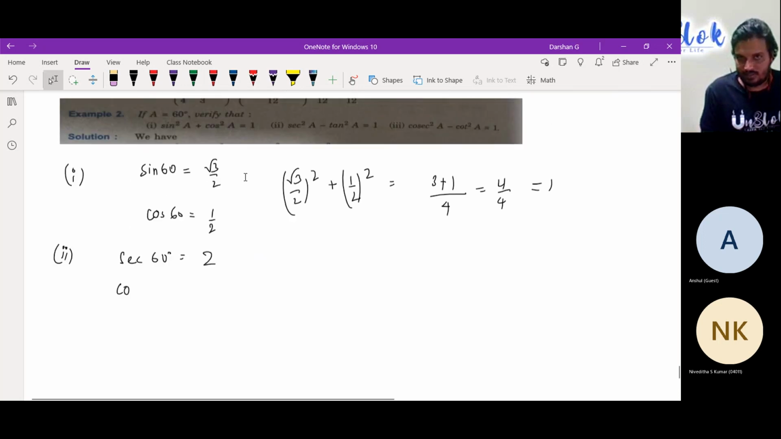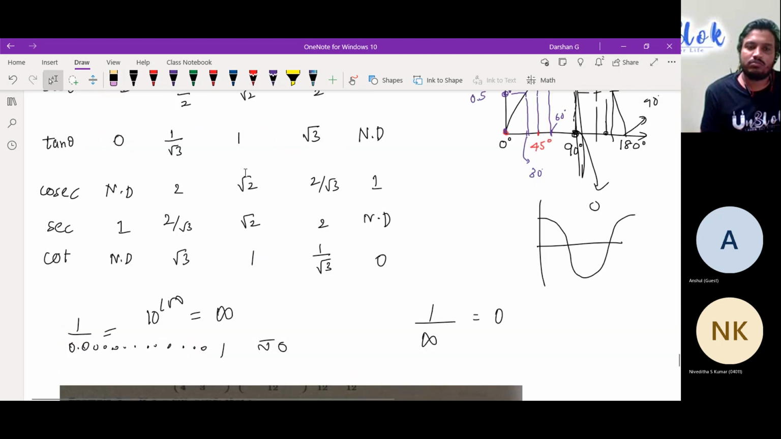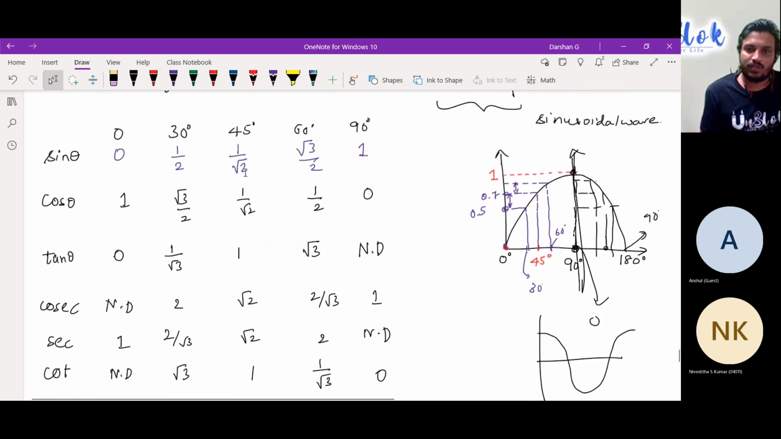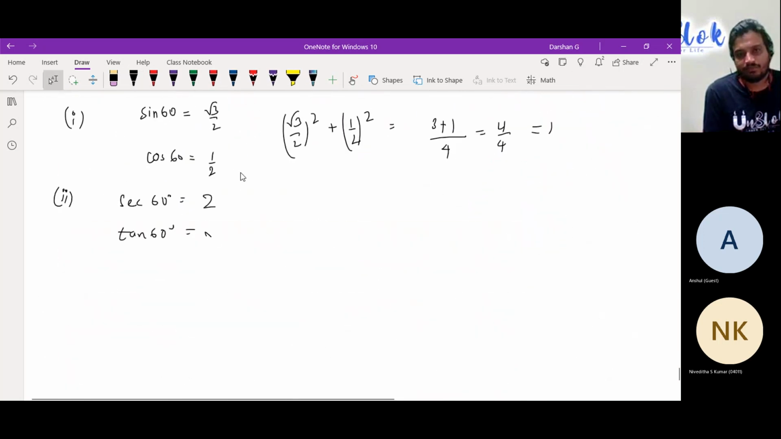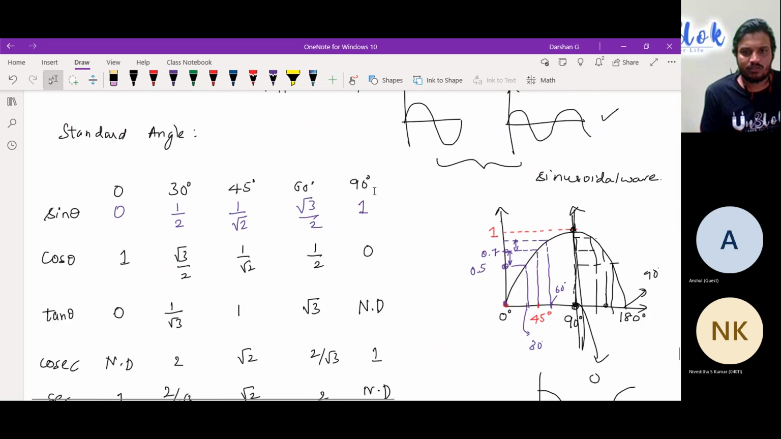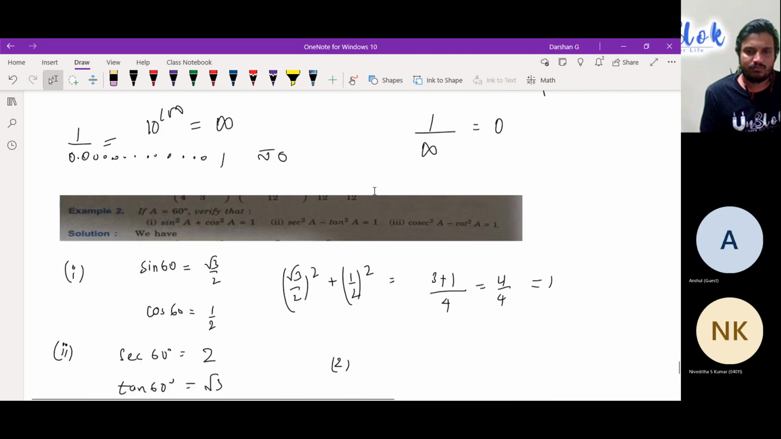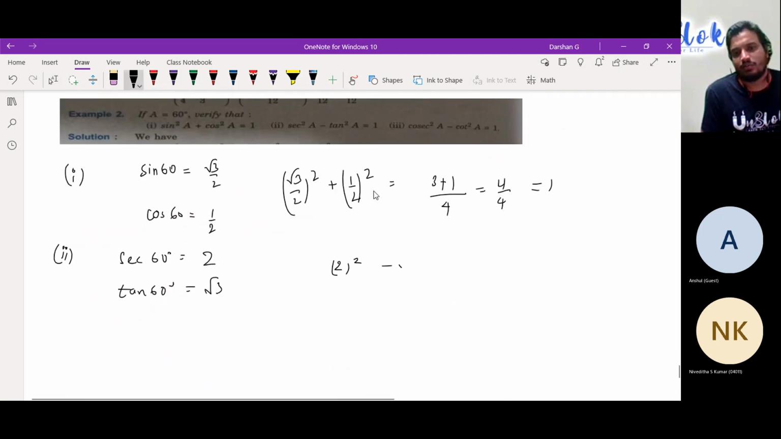Then tan 60 is root 3. Yes, root 3. So secant A is 2. Correct. So 2 square minus root 3 the whole square. Answer is 4 minus 3. Answer is 1. Simple. Okay, I think from there we'll move ahead.